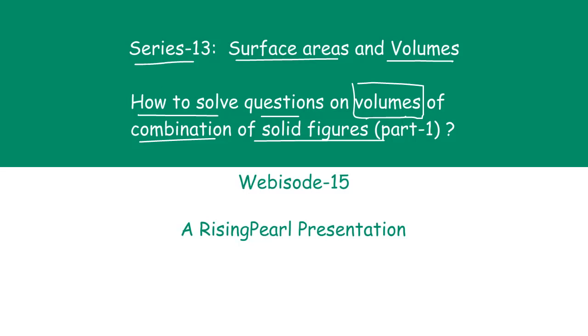So if you have not got a chance to take a look at it, I would suggest please take a look at those 5 episodes on Risingpearl.com where we looked at how to solve questions on surface areas of combination of solids. So now in this webisode, and we are calling it part 1, maybe we will take 2 or 3 parts to take a look at all different kinds of questions for volume of combination of solids. So let's dive straight in.